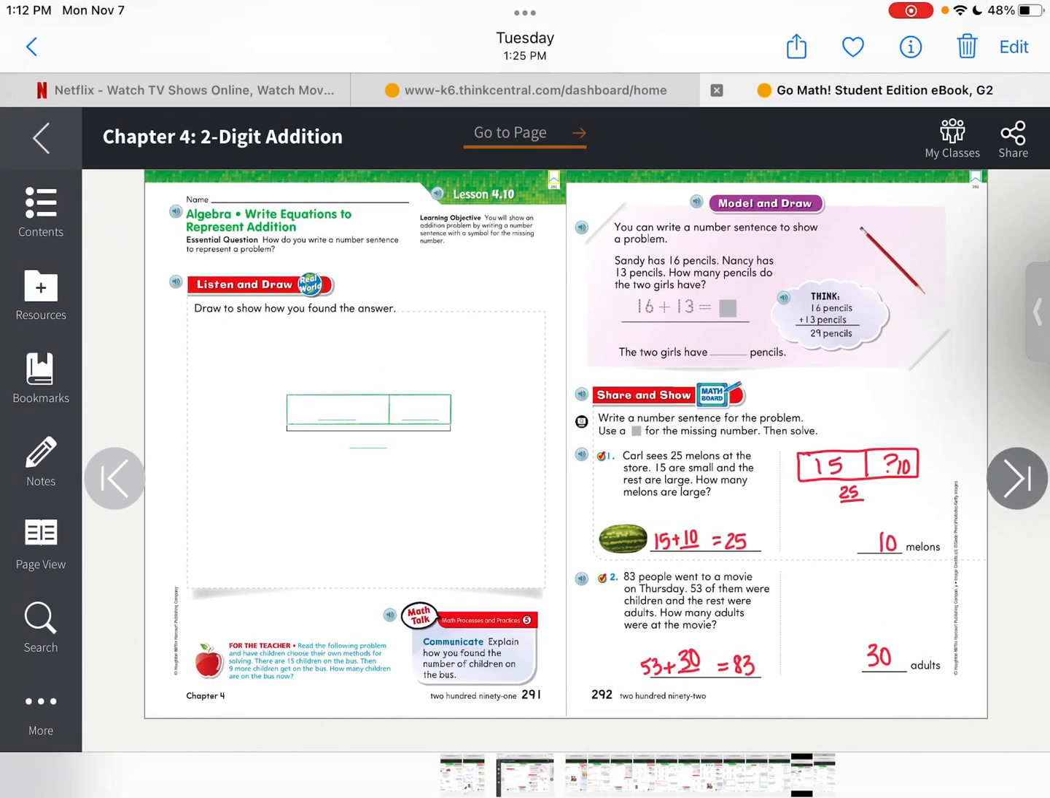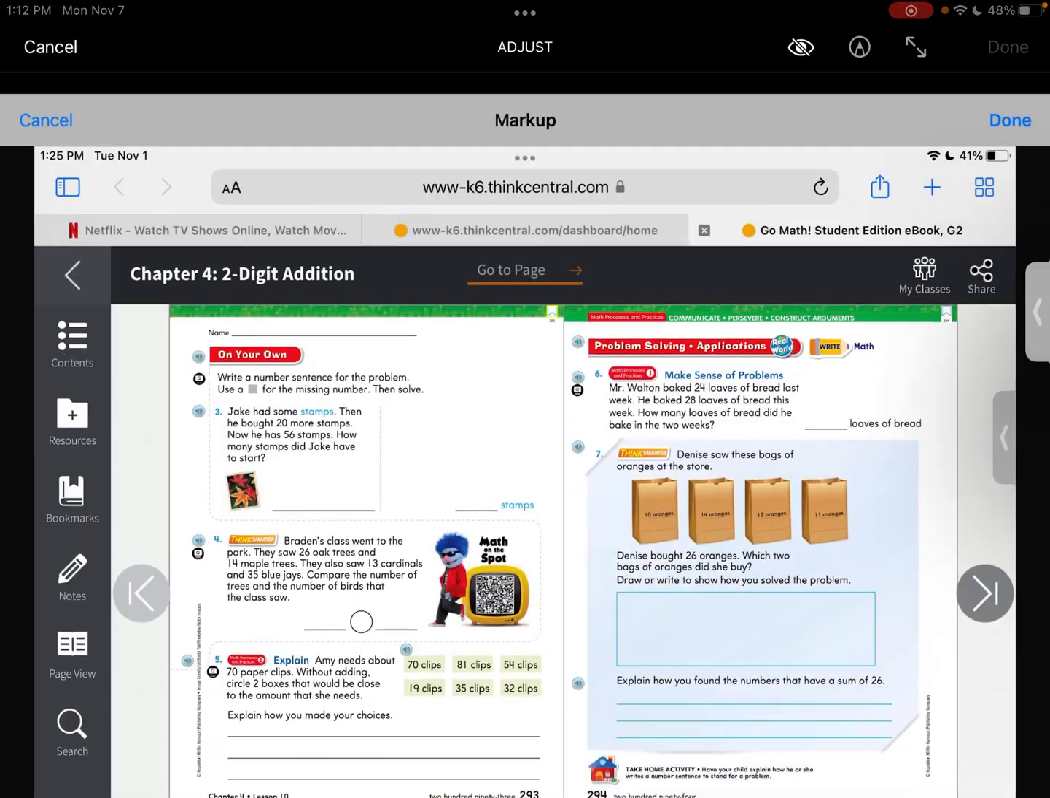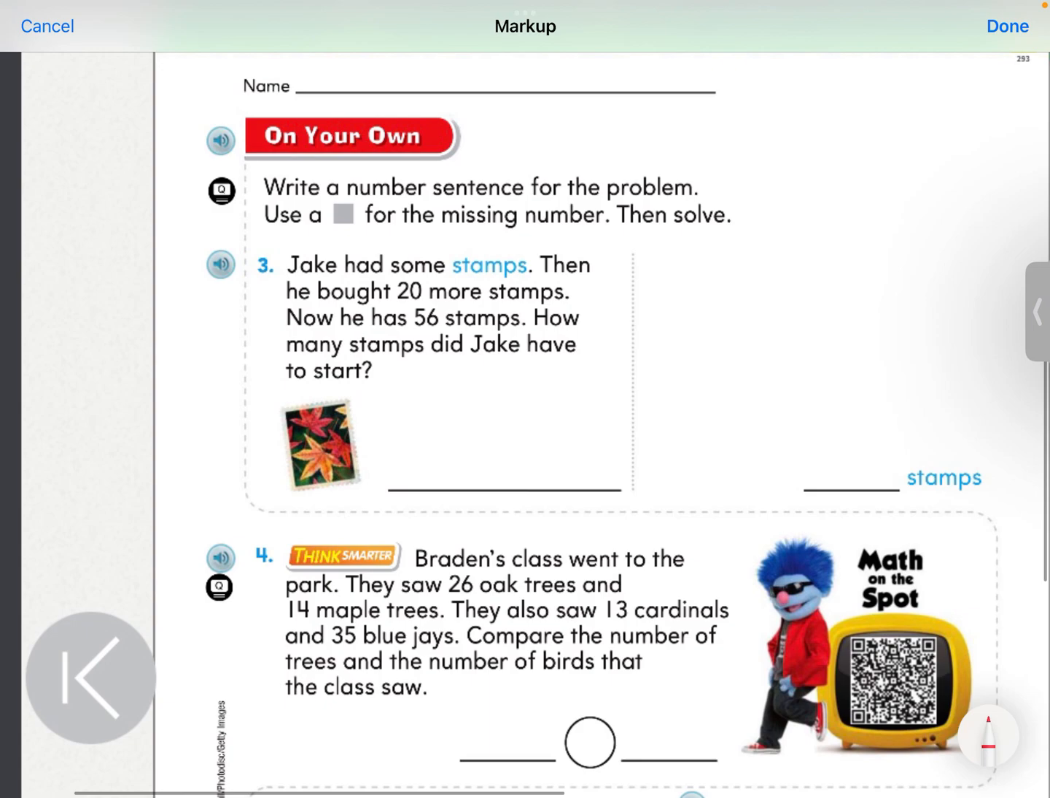All right, let's go ahead and turn to the next page, page 293. Okay. The directions here say that we need to write a number sentence for the problem, use a blank for the missing number, and then solve. Jake had some stamps. Then he bought 20 more stamps, and now he has 56 stamps. How many stamps did Jake have to start?